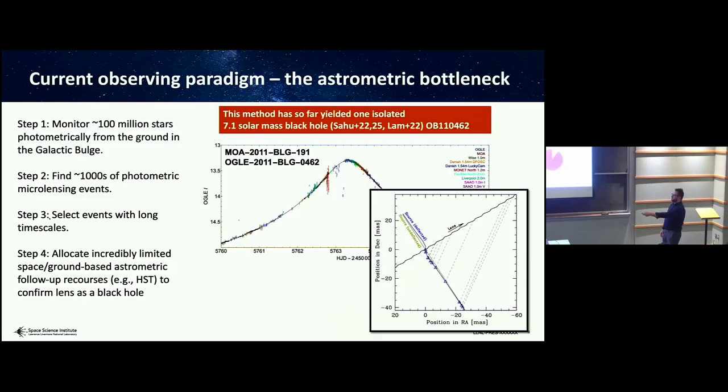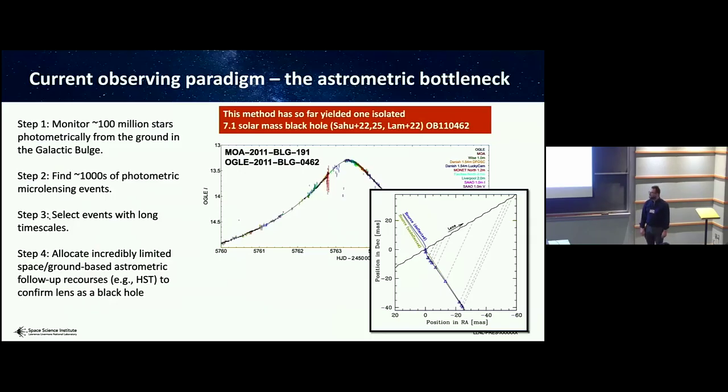There we go. So how do we currently find them? We've found one black hole, and Casey's here, along with the other people involved. But we've been running microlensing surveys for about 30 years, since the first microlensing survey. We've probably detected 20,000 microlensing events over the course of those 30 years.